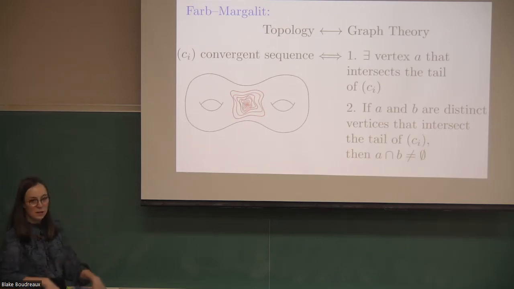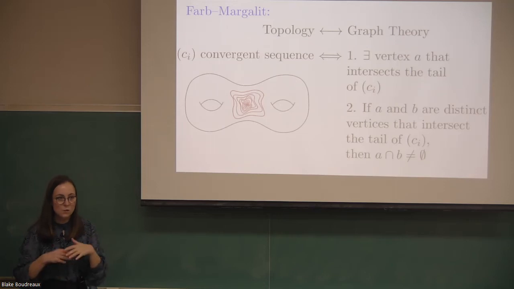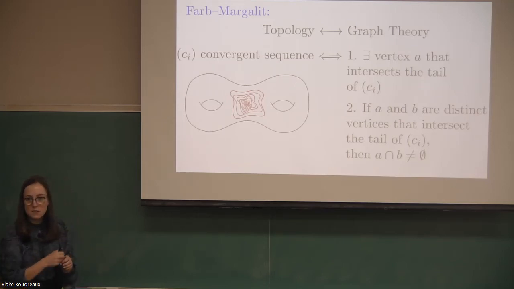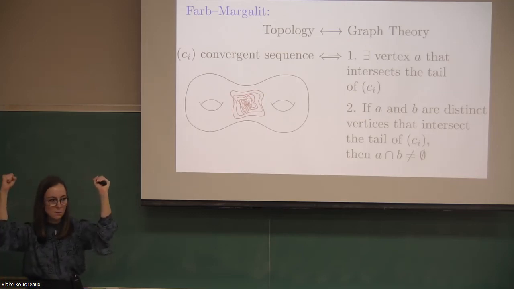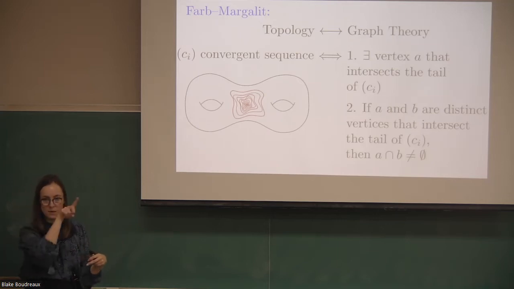What that means is that when I look at my graph and I look at my vertex A, it can only have finitely many edges to the curves C_i in the sequence. The second piece says if A and B are distinct vertices that intersect the tail of C_i, then they must also intersect. The reason they have to intersect is that if you're going to intersect all but finitely many of the curves in the sequence, and you're a different curve on the surface, you're forced to pass through the point X that the sequence is converging down to. So what this means in the graph is that now I have A and I have B. Both of them can only have finitely many edges with the curves C_i, and there cannot be an edge between A and B.